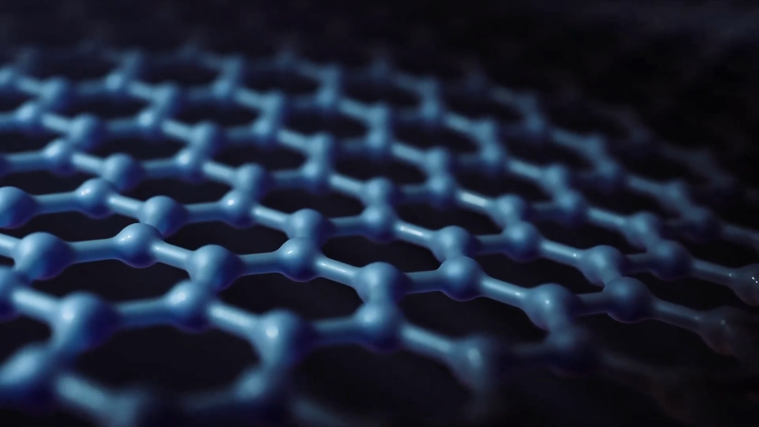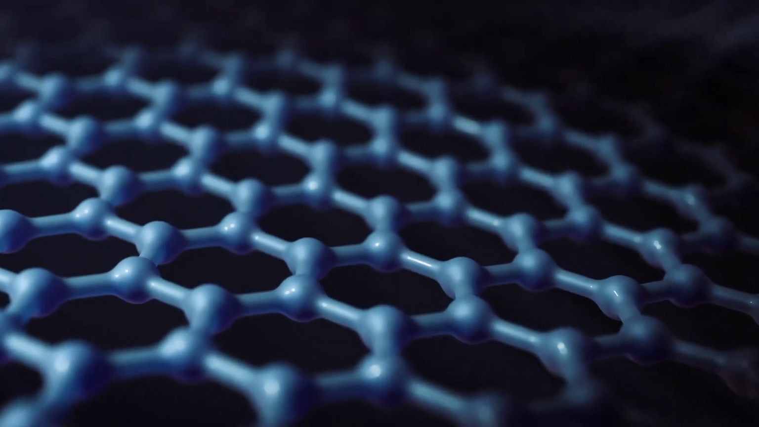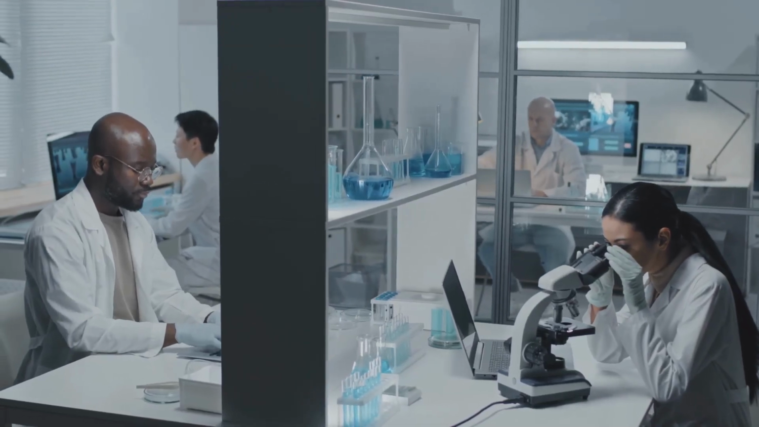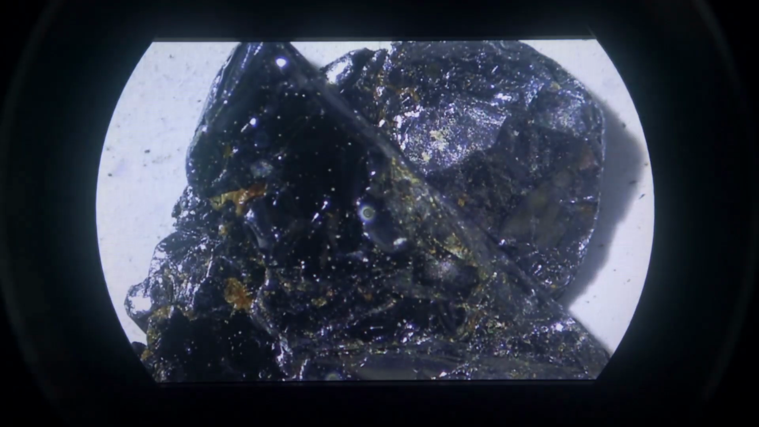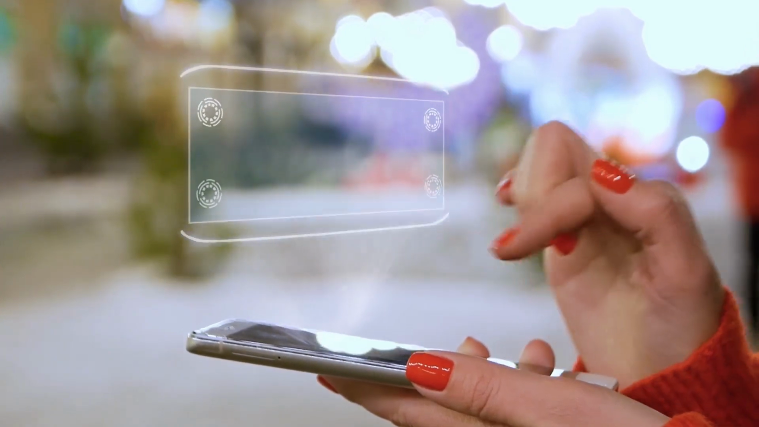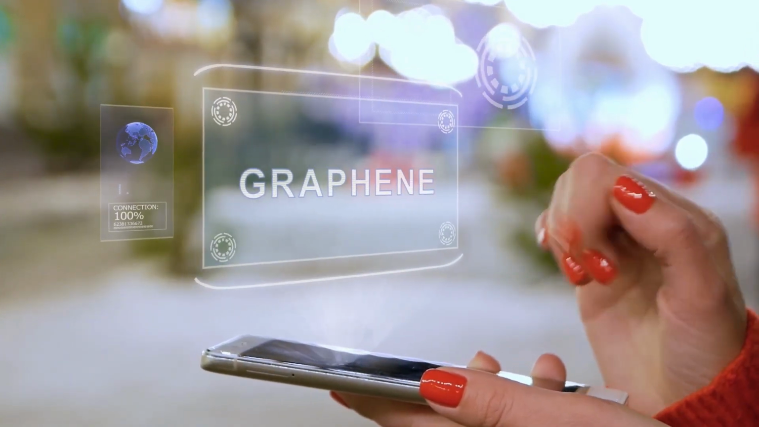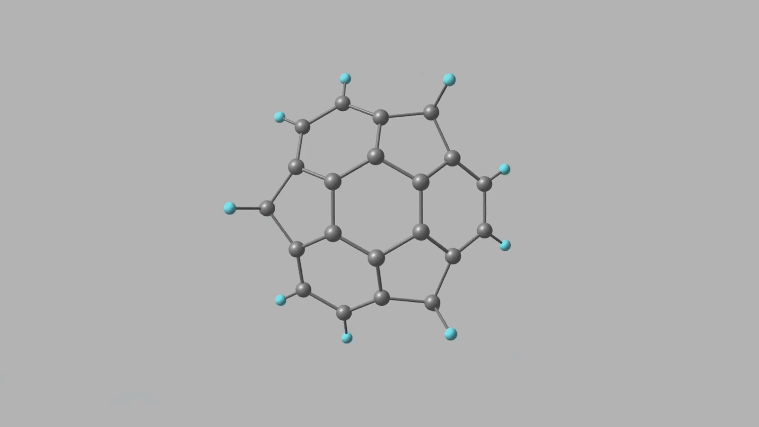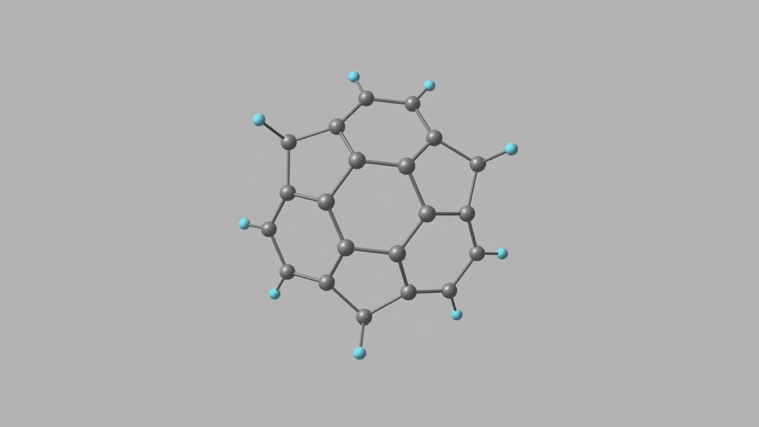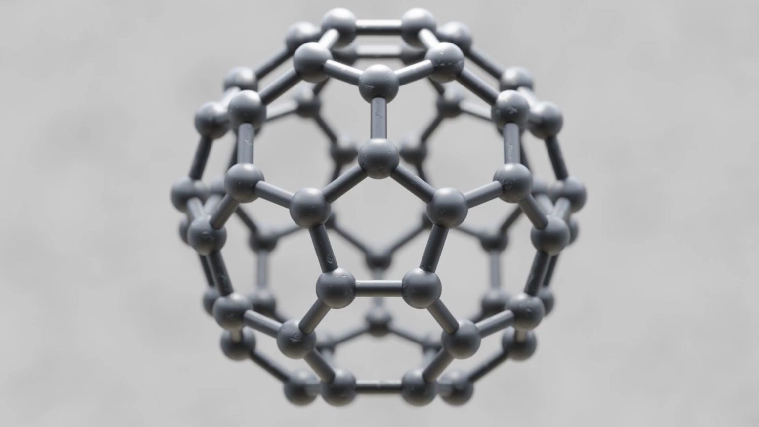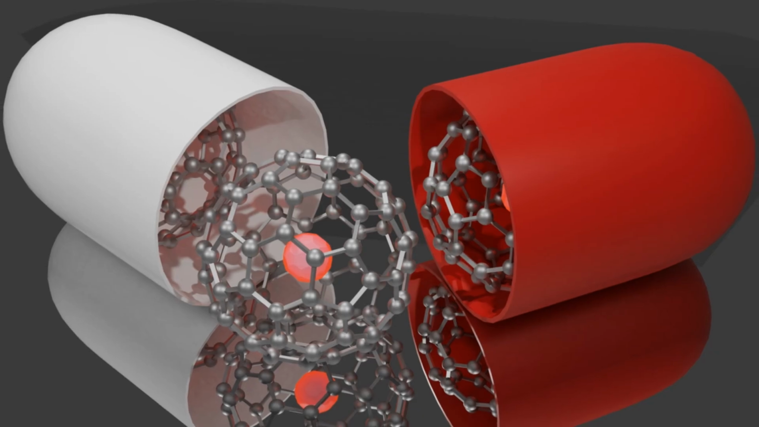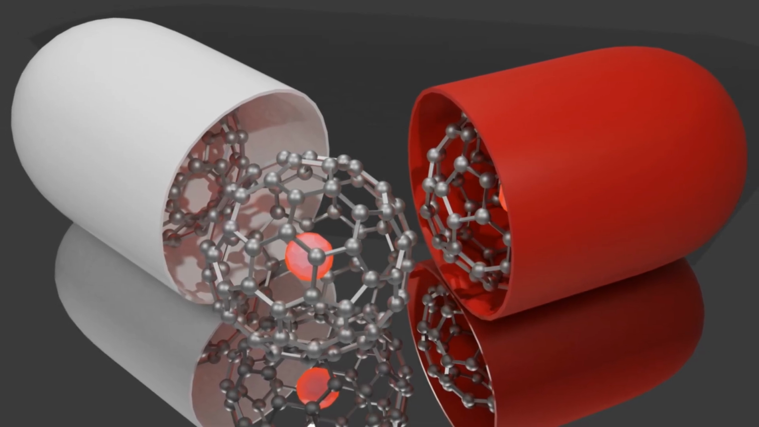Graphene, a single layer of carbon atoms arranged in a hexagonal lattice, has generated intense interest in the scientific community since its discovery. It combines remarkable electrical conductivity, strength, and flexibility, and holds promise for a wide range of applications from electronics to biomedical devices. Fullerenes, another allotrope, consist of carbon atoms arranged in hollow spheres, tubes, or ellipsoids. Buckminster fullerene, or C60, is shaped like a soccer ball and has potential uses in nanotechnology and drug delivery.